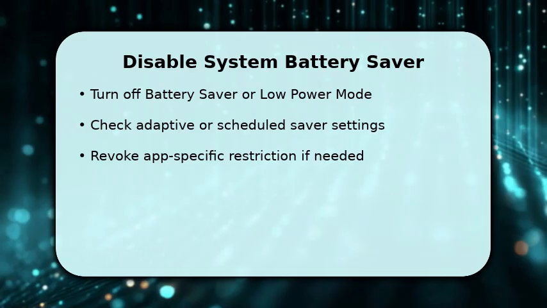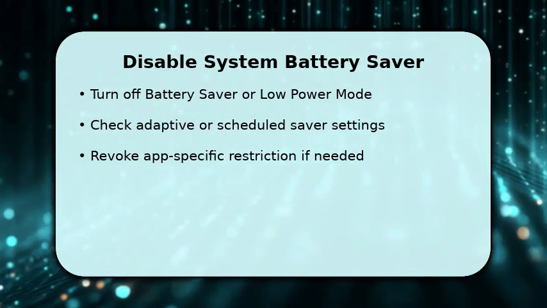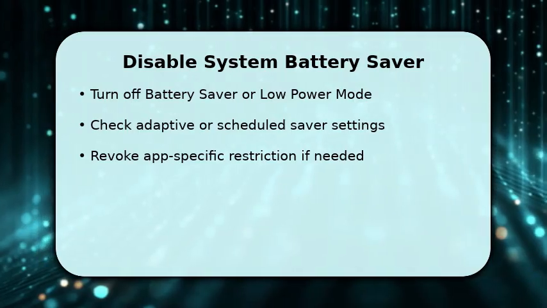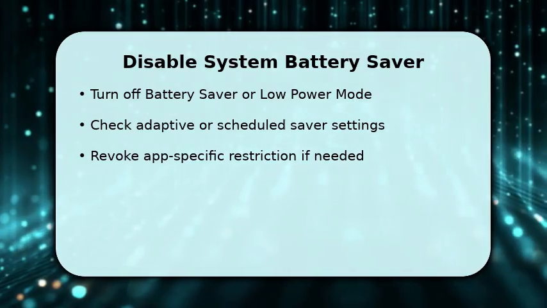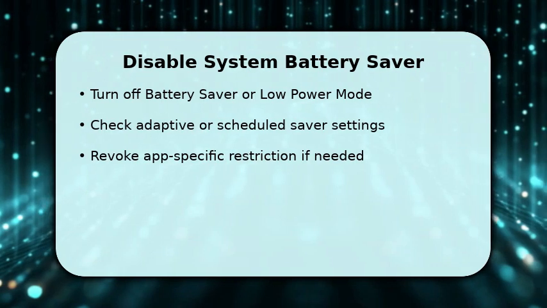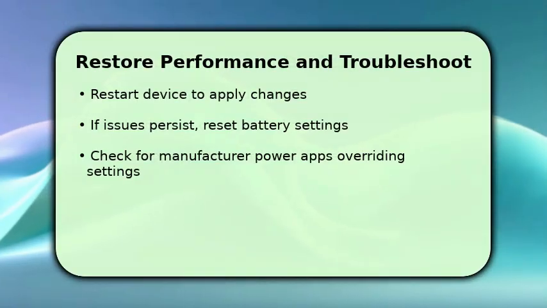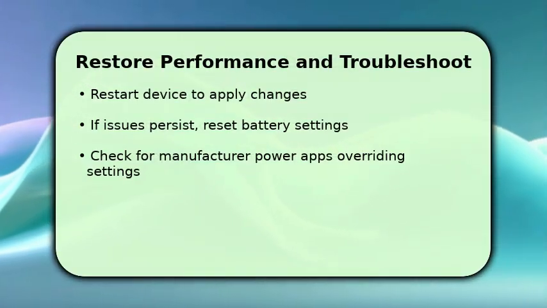If apps were placed on restricted background lists, remove those restrictions so notifications and sync resume. You'll notice performance and network activity return to typical levels. Finish by restarting the device to ensure all processes pick up the new power configuration. This clears transient limits and restarts background services.